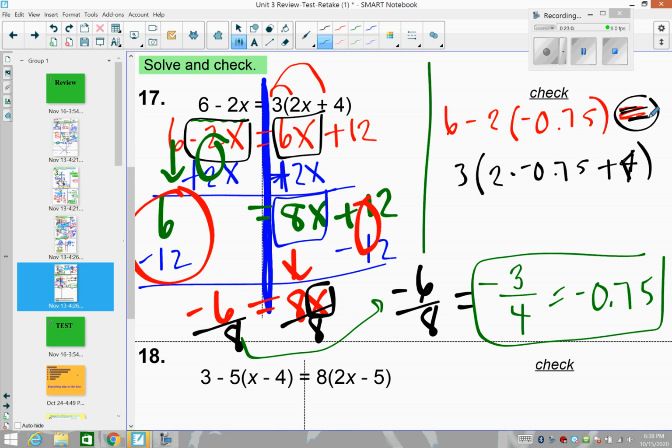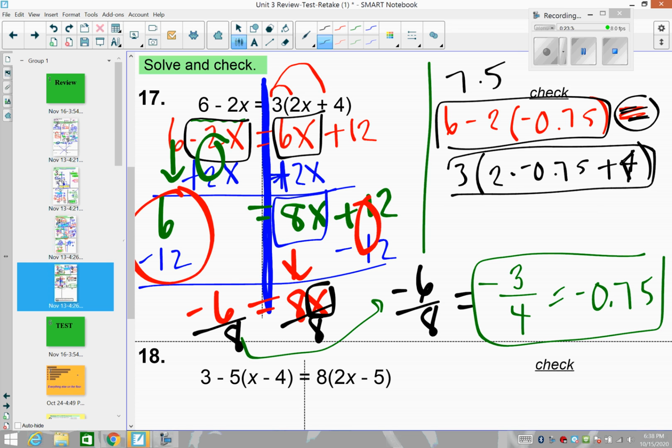6 minus 2 times negative 0.75. Make sure I type that in right. So when I type this in, I got 7.5. You should be doing the same because this is your journey, your learning, your future. Pause that video if it goes too fast. I get that it goes fast, but you just need to push pause. And when I type in this side, I also got 7.5.